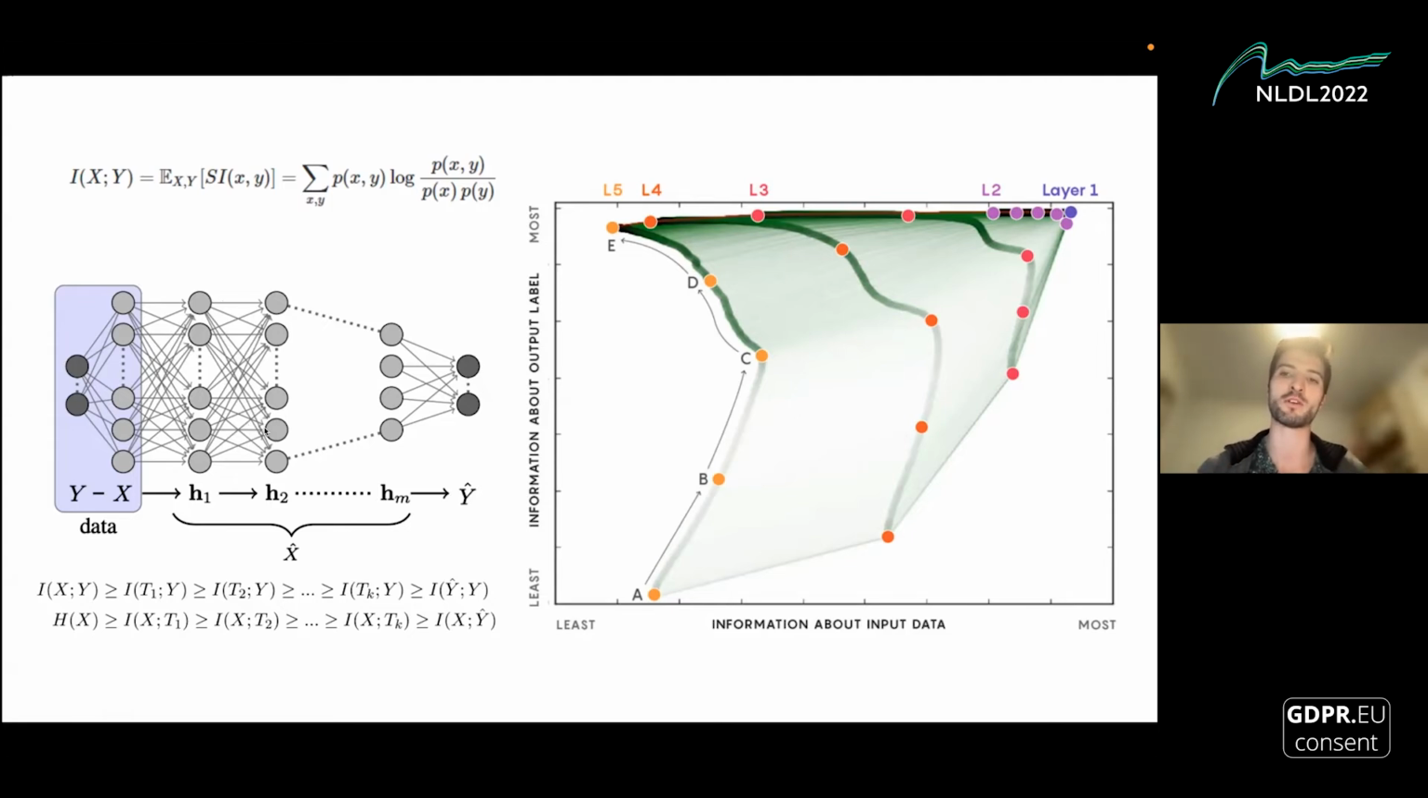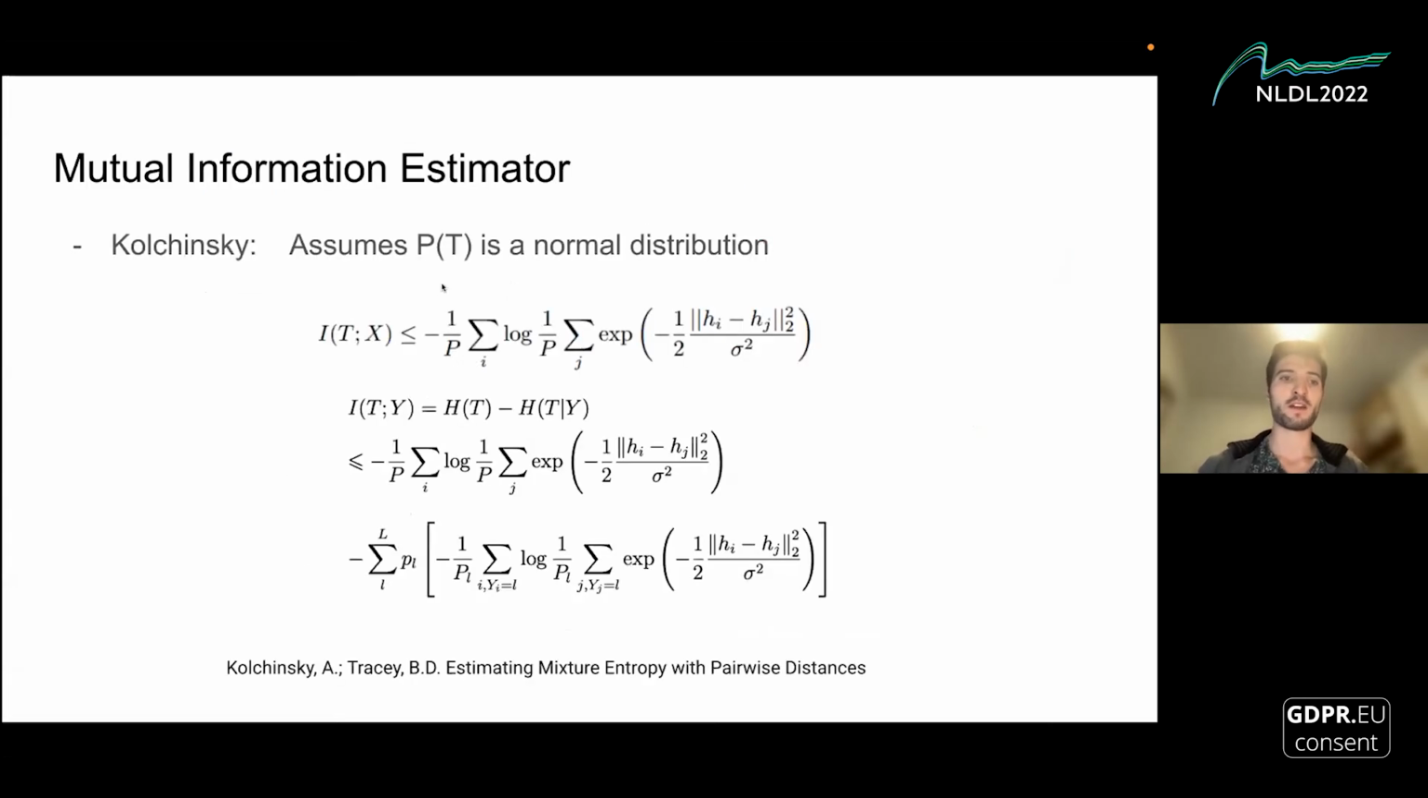So at each step, you're using information in the data to produce a new representation. So the data processing inequality doesn't have to be satisfied. So the main challenge really in creating these is estimating the mutual information, and I've used a method from this Kolchinsky and Tracy paper, estimating mixture entropy with pairwise distances.